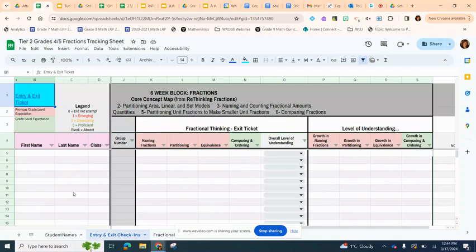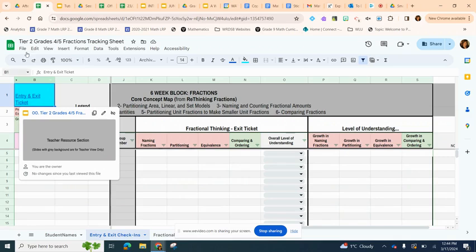This tutorial is going to address how to administer the entry ticket. The entry ticket can be found on the tracking sheet on the entry and exit check-ins tab, and it will be in the top left corner. And pay attention to which tracking sheet you are on.